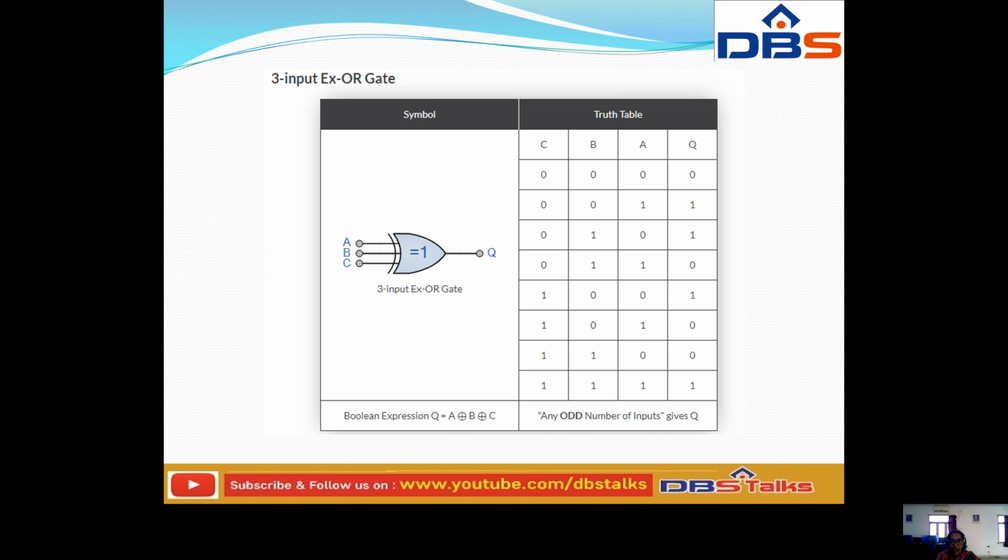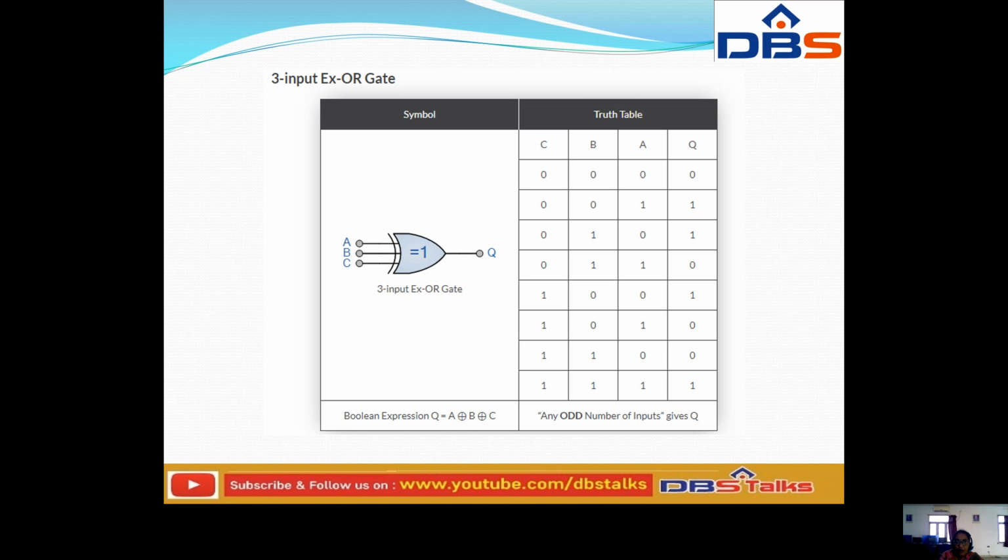So if the value of A is 0, the value of B is 0, and the value of C is 0, then the output will become 0. Then if the value of A is 1, the value of B is 0 and the value of C is 0, then the output will become 1.